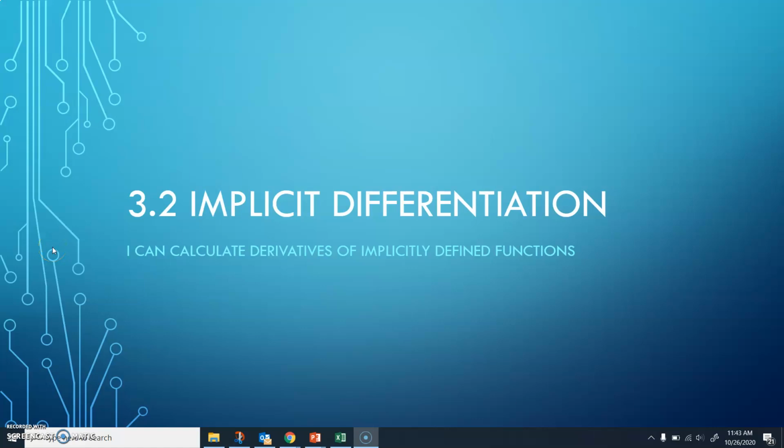This section is about calculating derivatives of functions that are defined implicitly. All that means is that these are curves, not always functions, that don't look like y equals. They have a mix of x's and y's.